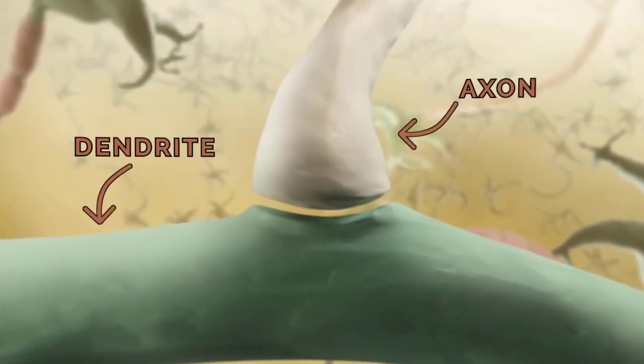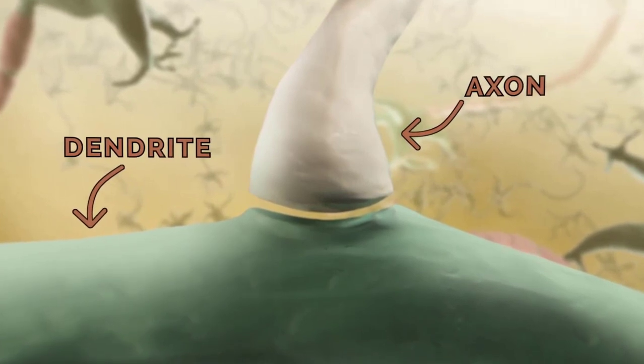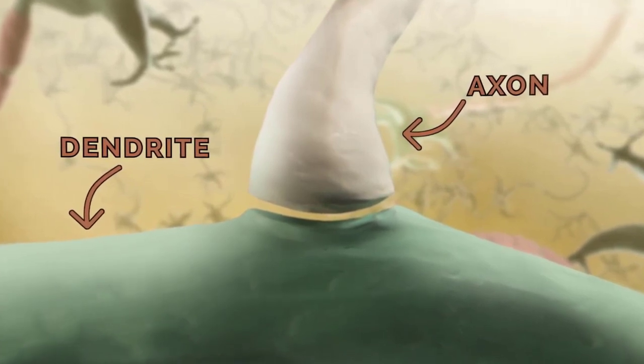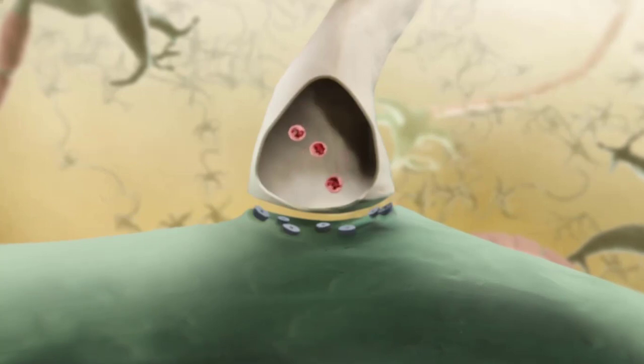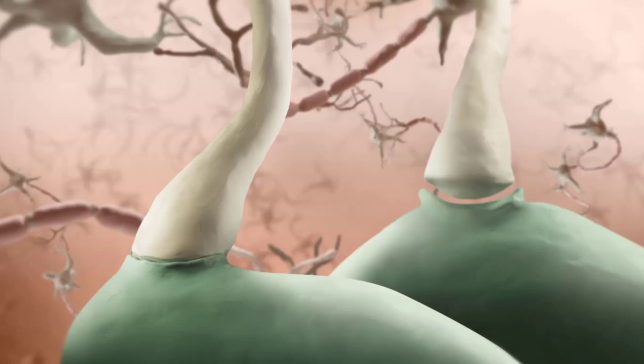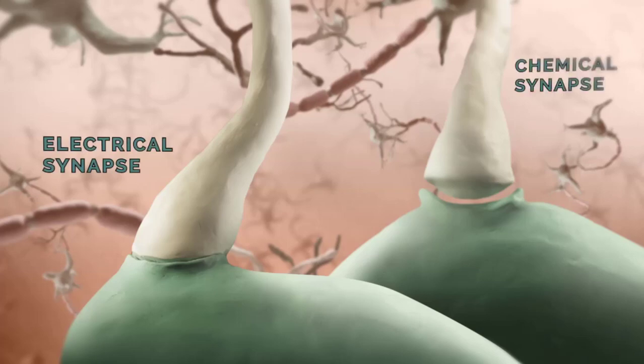The axon then carries the propagating action potential to another neuron. So what actually happens at the boundary between two neurons, between the axon of one neuron and the dendrite of another? This interface is called a synapse. There are two general types of synapses: electrical synapses and chemical synapses.